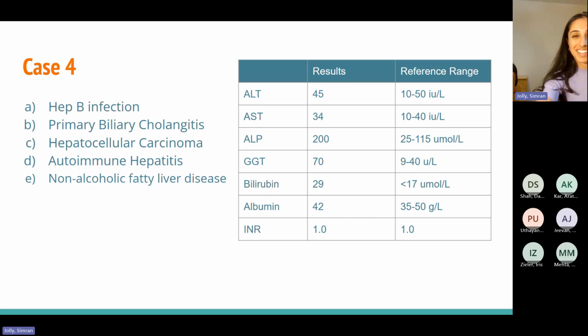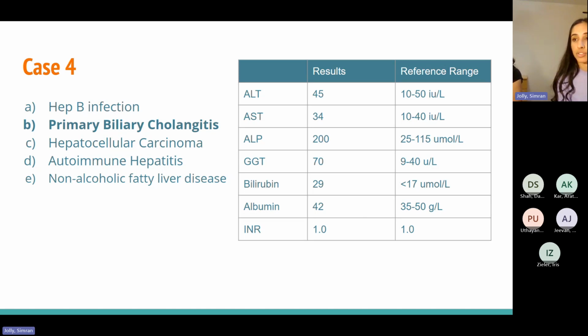I'll just explain if no one wants to answer at the moment. So with this, we've got a rise in ALP and GGT along with bilirubin. So that implies cholestatic. So your Hep B infection, whether it's acute or chronic, is likely to cause some sort of change in aminotransferases. Hepatocellular carcinoma, similarly, is going to cause some sort of hepatocellular injury. And non-alcoholic fatty liver disease as well will cause a rise in your aminotransferases. So really, if you just go with that, it's a cholestatic injury.